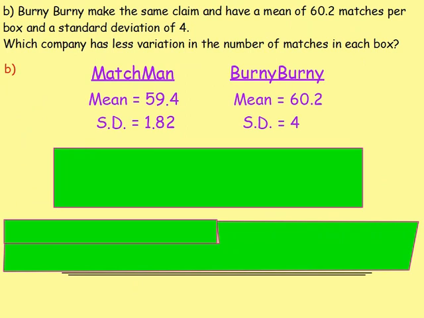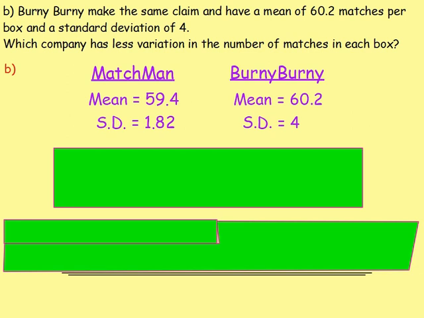Part B. Bernie makes the same claim and has a mean of 60.2 matches per box and a standard deviation of 4. Which company has less variation in the number of matches in each box? So far, for Matchman, we saw there was a mean of 59.4 and a standard deviation of 1.82. That is what we worked out in Part A. For Bernie, there is a mean of 60.2 and a standard deviation of 4.